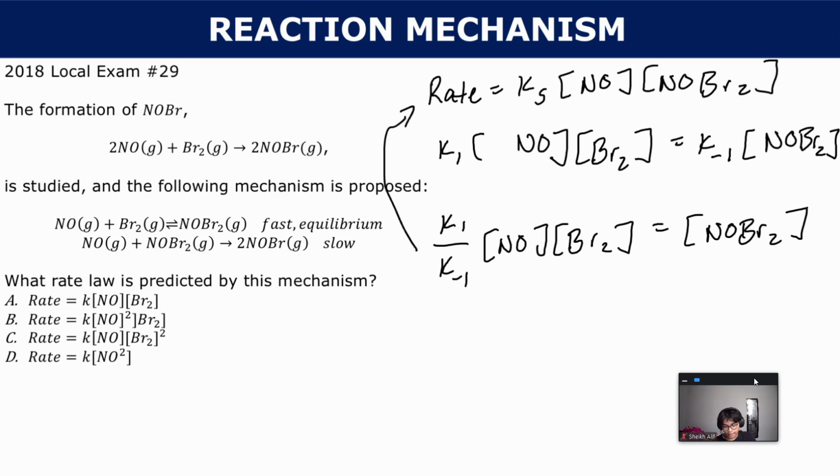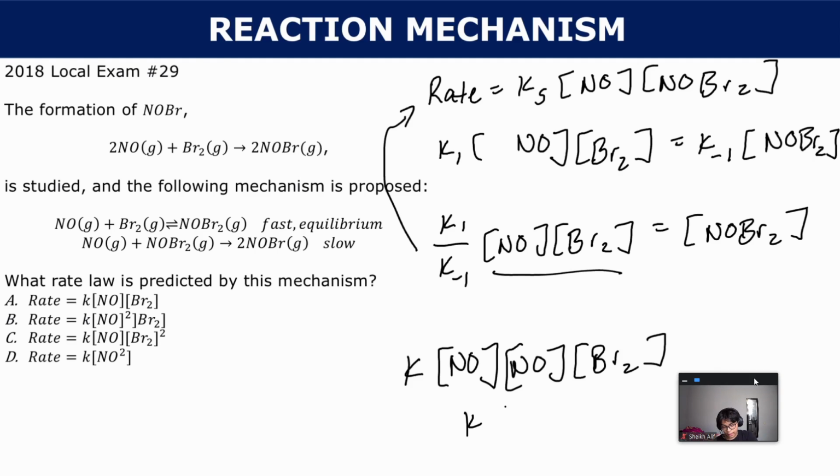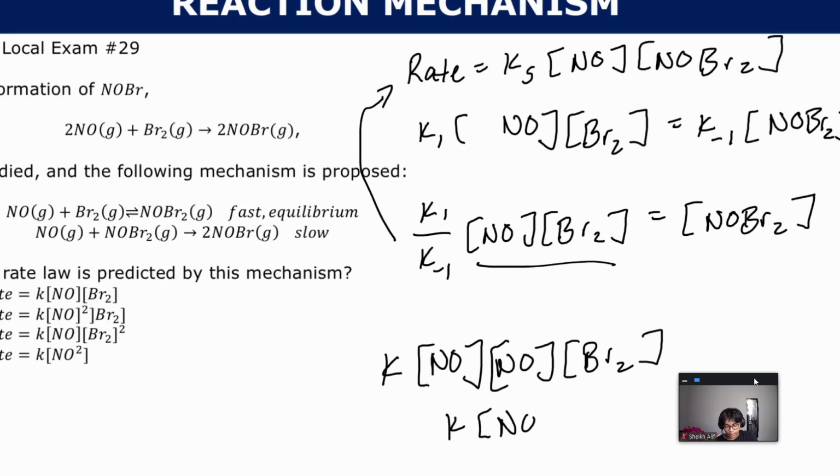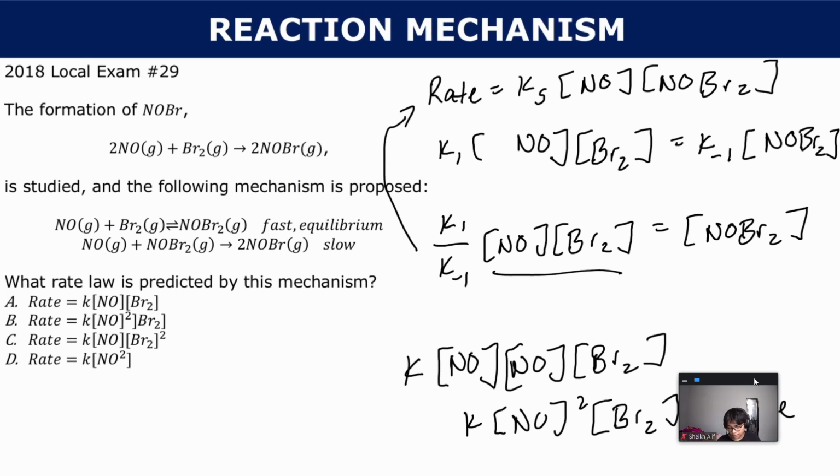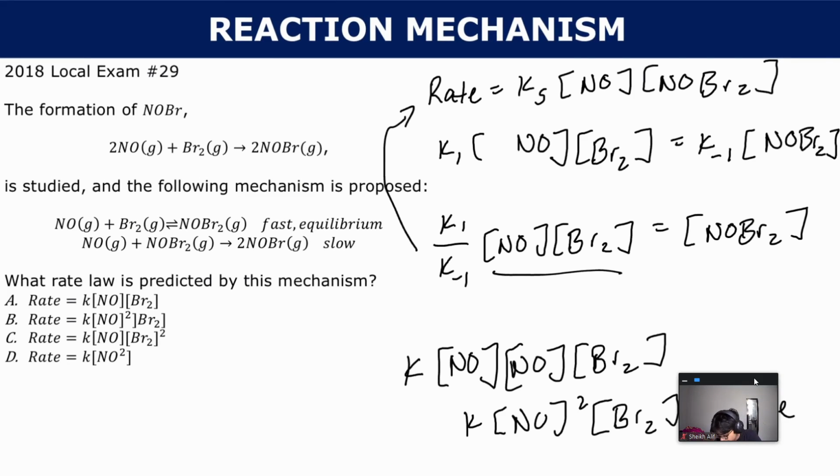Now what we do here is we just substitute that into the rate law of our slow step. And so all that K is going to cancel out to just normal K. And now we can multiply. Well, we have NO once, and we also have NO from here, and then Br2. So the rate is going to equal K NO squared times Br2. And that's our rate. So that is going to be answer choice B. And that is the correct answer. Again, using our slow step and then canceling out the intermediate, or catalyst, using our fast equilibrium step.